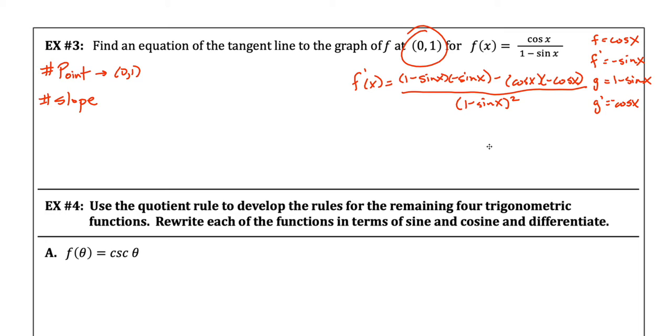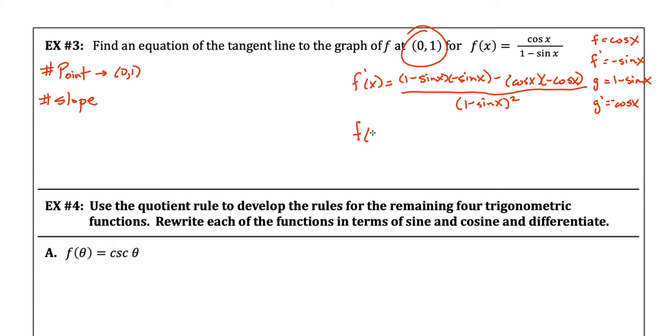Like, if you want to simplify this, you can, but can anybody tell me why we don't need to? Could we just insert the point? Yes. Because we're trying to find the slope at 0, 1, this is the slope. It's not simplified, but this is the slope. So I can just put x equals 0 in now and then find out what the answer is.